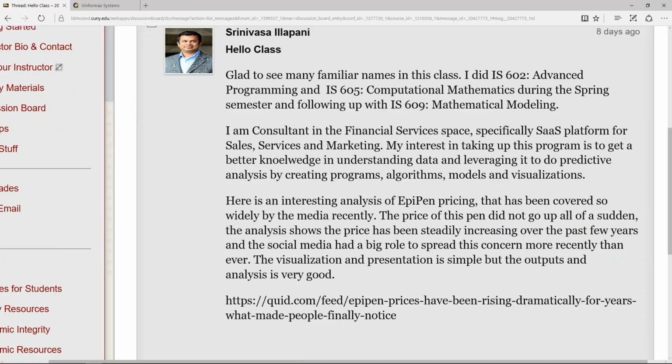Srinivasa, go ahead. Hi, good evening, everyone. This is Srini. Glad to be in the class. This is my second year. Last semester, I did 2 classes. I see some familiar names here, so glad to be part of the team again. My current profession is I'm a consultant in the SaaS cloud application space. I work for Accenture, and I basically work in the sales, marketing, and call center areas, primarily in the CRM applications.